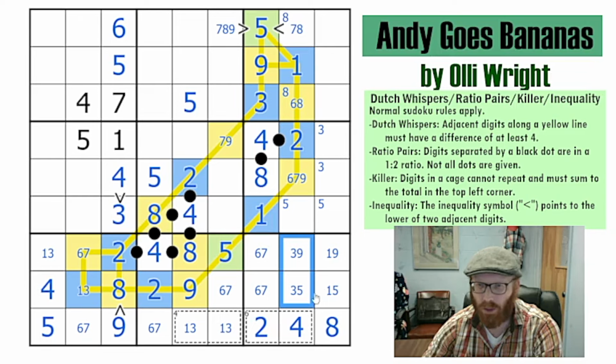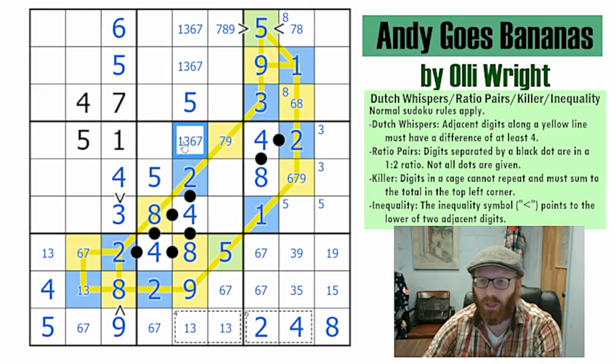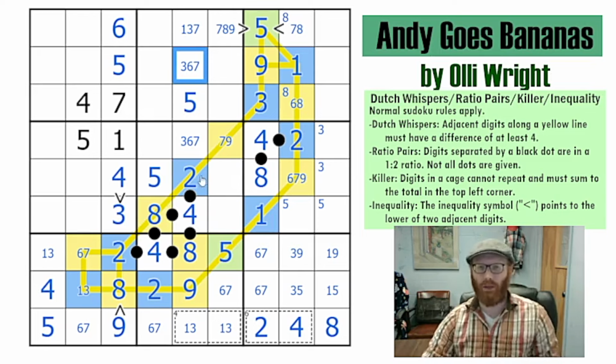Lots of places to look. I'm trying to see where's the best place to look. How about here? This is a quadruple, I guess. It's 1, 3, 1, 2, 3, 4, 5, 6, or 7. 1, 3, 6, or 7. This can't be 1. This can't be 6. This can't be 1. That wasn't as useful as I thought. Okay, what am I missing?